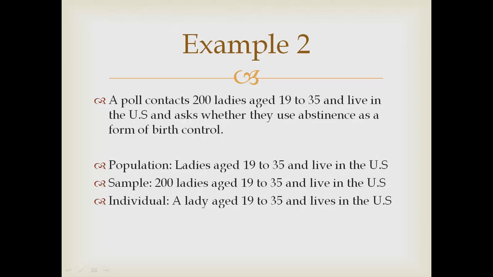Example 2. A poll contacts 200 ladies aged 19 to 35 who live in the United States and asks whether they use abstinence as a form of birth control. So here, the population will be all the ladies aged 19 to 35 that live in the United States. The sample will be just the 200 ladies that the poll contacted, and the individual will be just a lady aged 19 to 35 that lives in the United States.